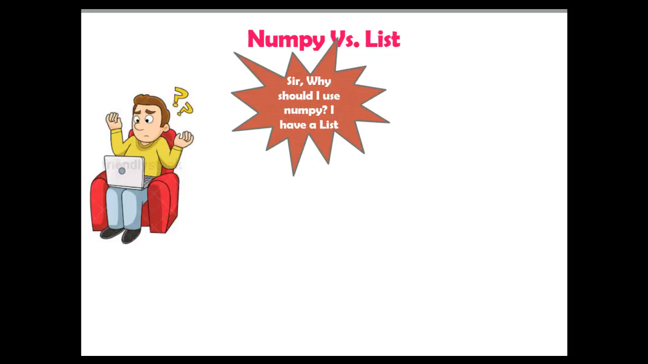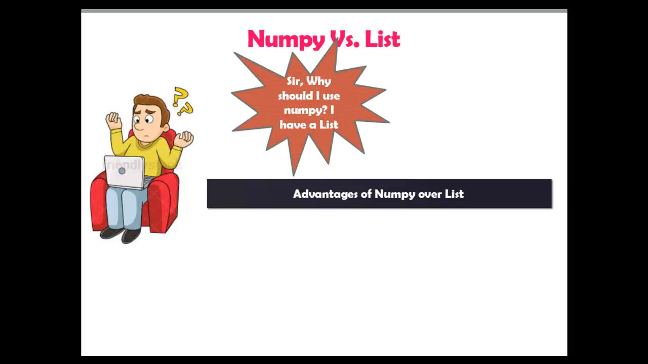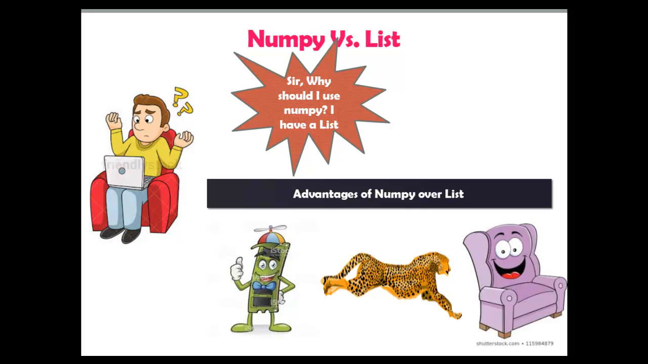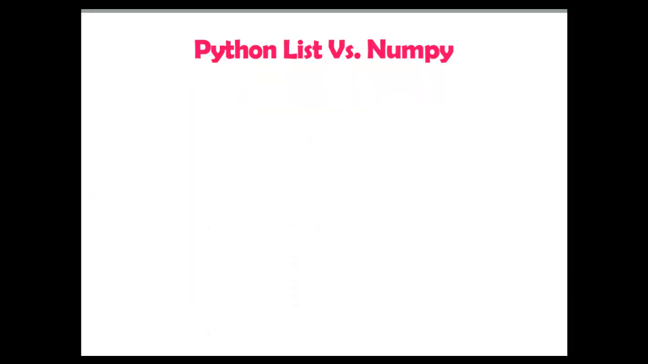Hello coders. In this video, I am going to compare NumPy with Python list. Sir, why should I use NumPy? I have a list. So here you can see the advantages of NumPy over Python list. First, NumPy consumes less memory. Second, NumPy is faster as compared to the Python list. Third, NumPy is convenient to use than Python list.